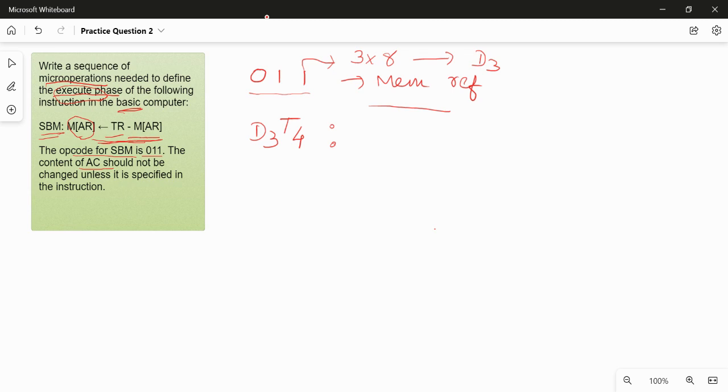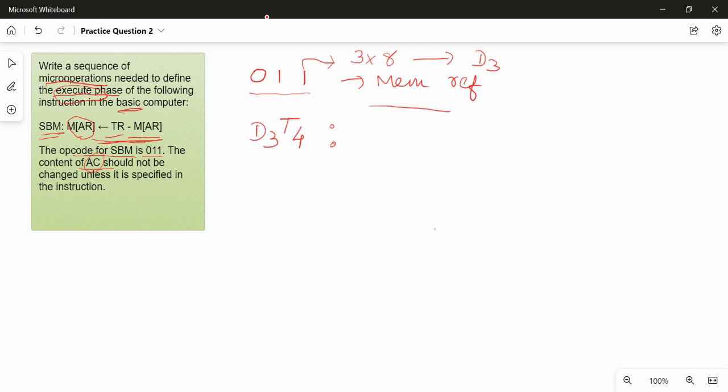Okay. Now here we also have one constraint, and that is we cannot change the content of AC. As AC is nowhere mentioned in the instruction, if you use AC for some intermediate calculation, you have to restore the original content back in AC at the end of the execution. So let us see how to proceed.